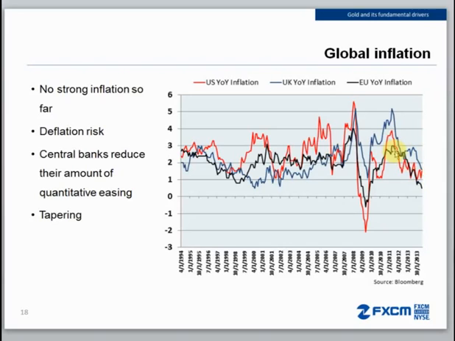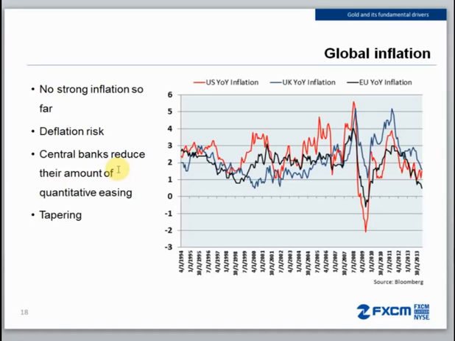So if you're looking to buy for a hedge against inflation, well, right now you don't have any inflation. So that's the reason why we're seeing gold pushing down lower. What else? Central banks are reducing the amount of quantitative easing. Obviously, the ECB might actually do more quantitative easing. They might even cut rates.